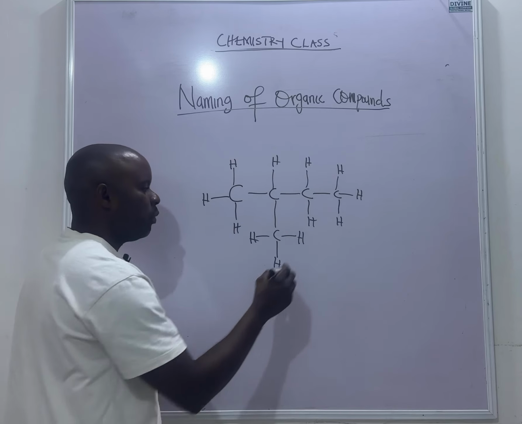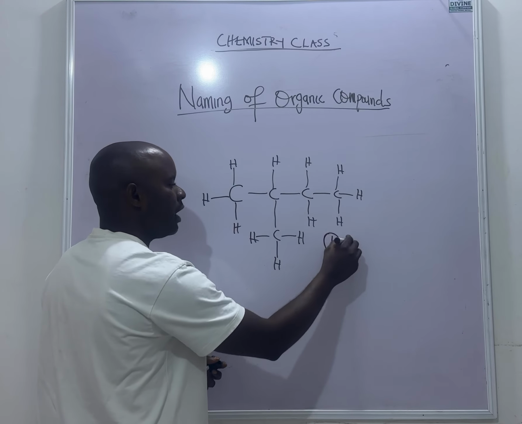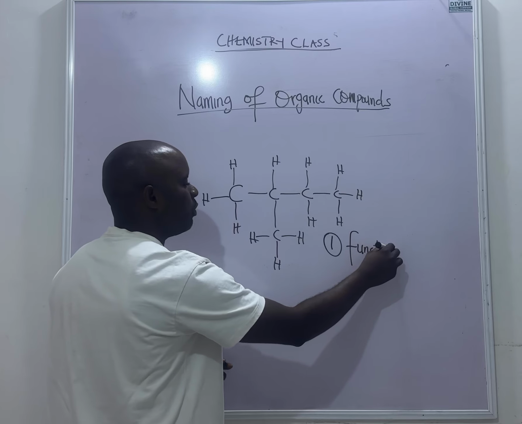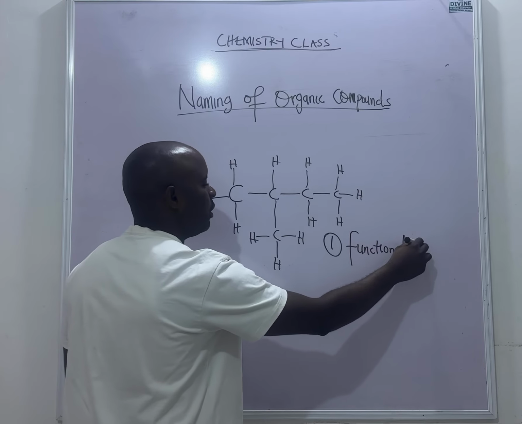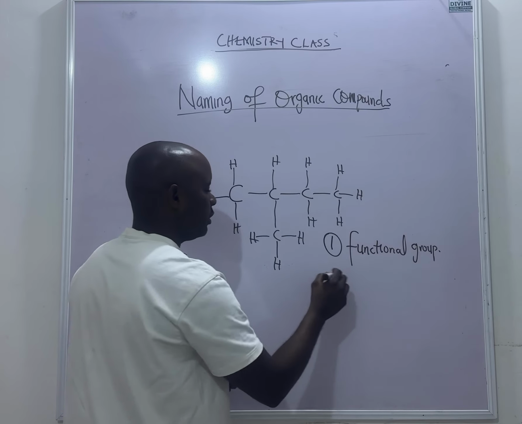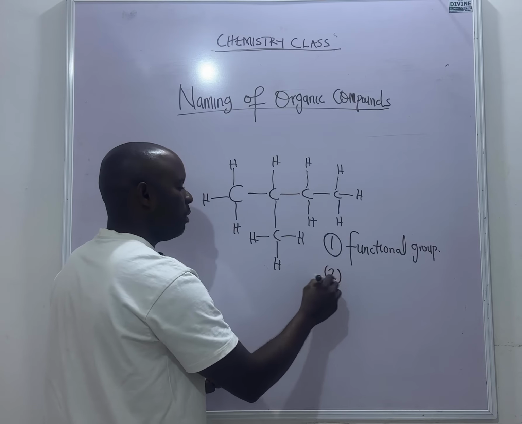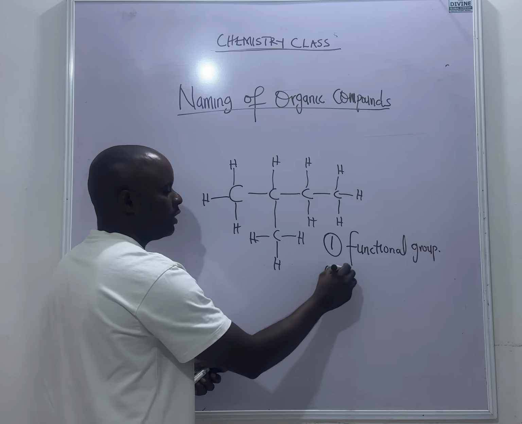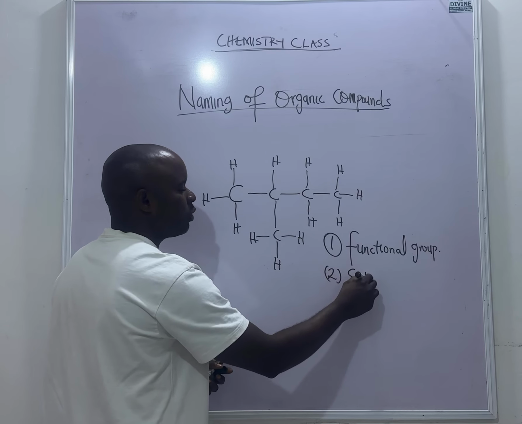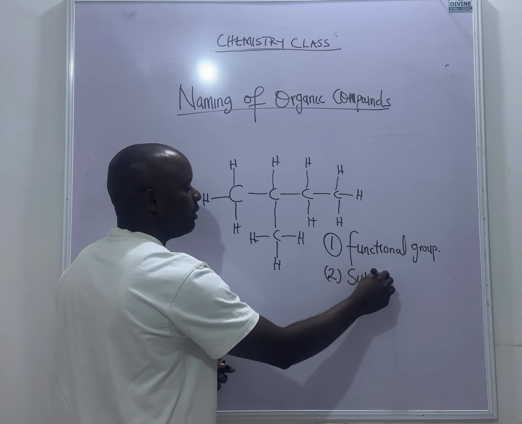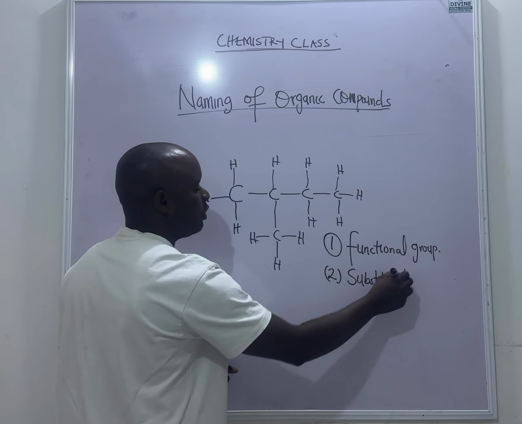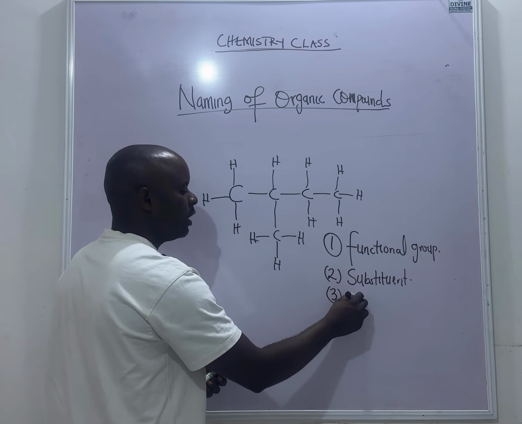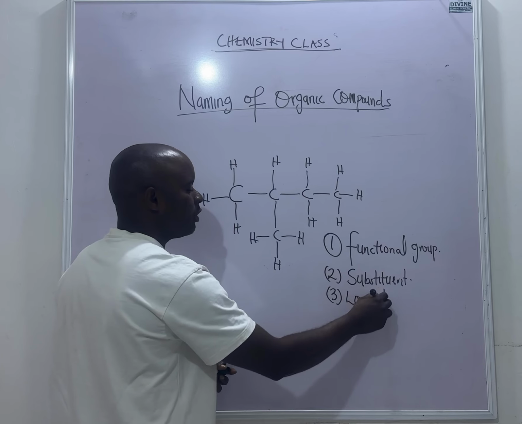One of them, we must identify the functional group. We must know the functional group of such a compound so that we know the parent name of such an organic compound. So we must identify the substituent. We must know the substituent by identifying the longest continuous chain. So the third one, we must know the longest continuous chain.